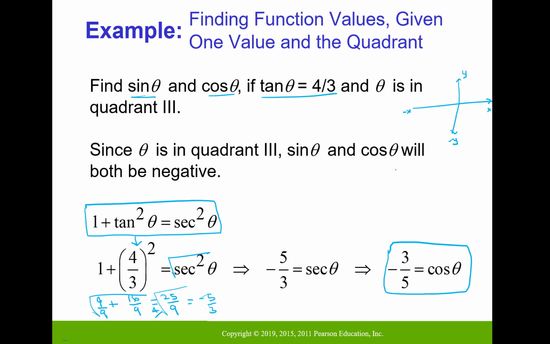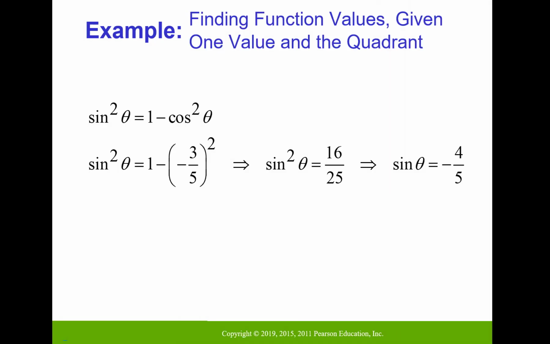And then we could, from here, use the quotient identity to find sine. We could also draw a triangle here to find sine, quadrant 3. But I'm just going to use the other Pythagorean identity to show how to use it. So we know the cosine value now, and we can plug it into our Pythagorean identity. Notice I just solved this one for the unknown.